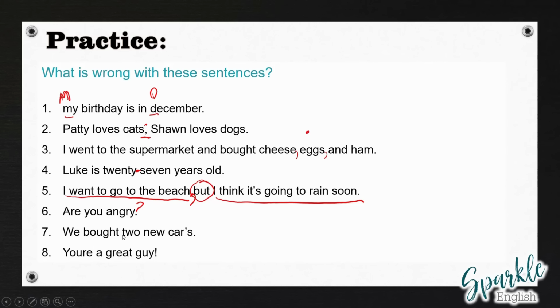Number 7, we bought 2 new cars. In this case, we have used the apostrophe to make a plural. And remember, we don't do that. We would write cars without the apostrophe to make it plural. And the last one, you're a great guy. Here, this is a contraction for you are a great guy. So we have to add an apostrophe between you and RE to make the contraction for you are.